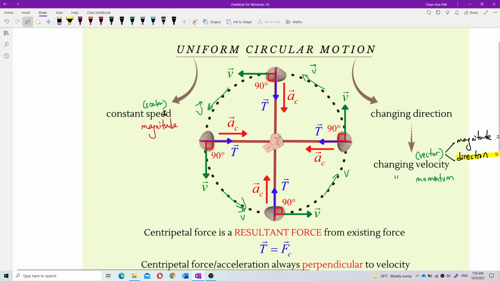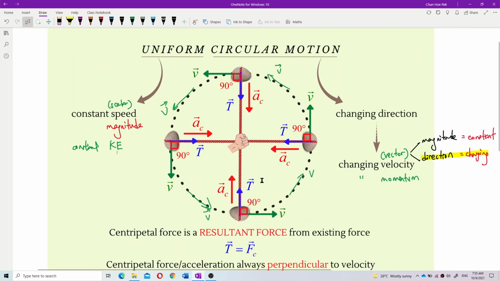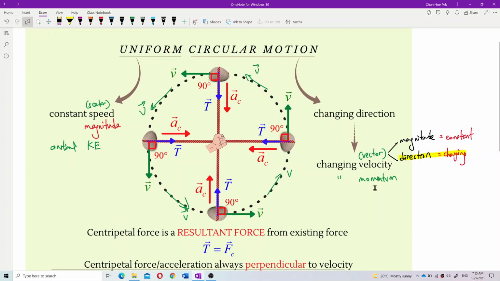But maybe you can talk about the kinetic energy. Kinetic energy is a scalar quantity, so that one is considered constant, because we are talking about the speed, and the magnitude is always constant. However, vector quantities like velocity and momentum have direction, so they're considered changing.